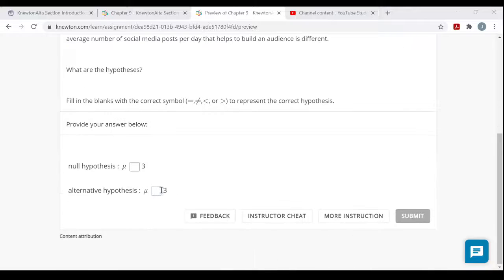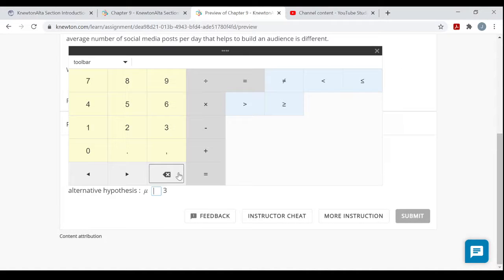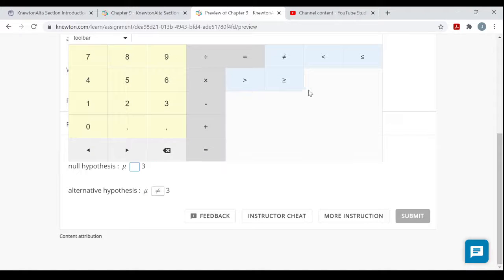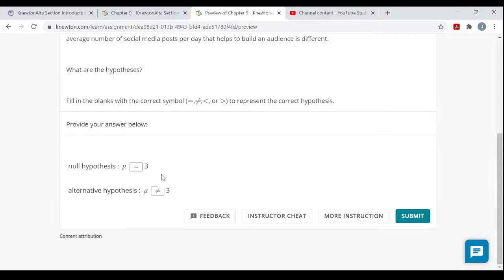Alright, so that would be the alternate hypothesis that doesn't involve equality. So mu is not equal to 3 would be the alternative hypothesis. The average number of posts is not 3. And then the opposite of that, the one involving equality, mu equals 3. And the null hypothesis will always involve equals. Okay, and so these are the hypotheses. Mu equals 3, always equals for the null.